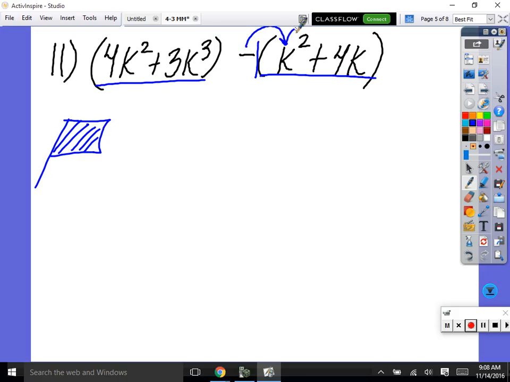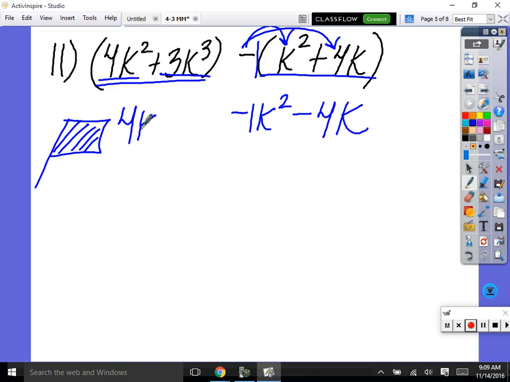Negative 1 times k squared is negative 1k squared, right, everybody? And then this is where people miss it. Negative 1 has to be distributed over to this term as well. So negative 1 times positive 4k is negative 4k. Does everybody understand where I got that from? Now, there was not a negative in front of these two terms, so we just get to drop them down exactly as they are. They didn't change. We didn't have a negative in front. And now we're just going to combine like terms.